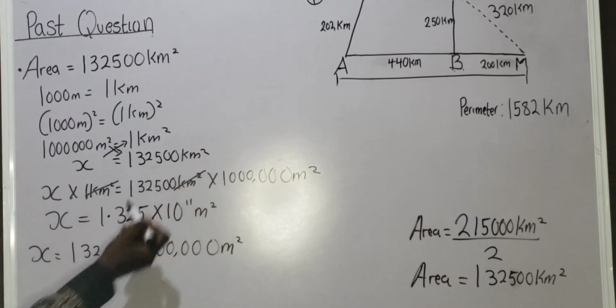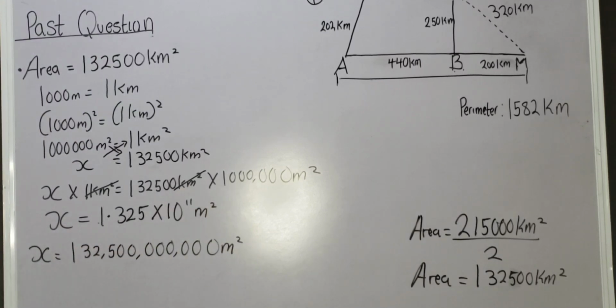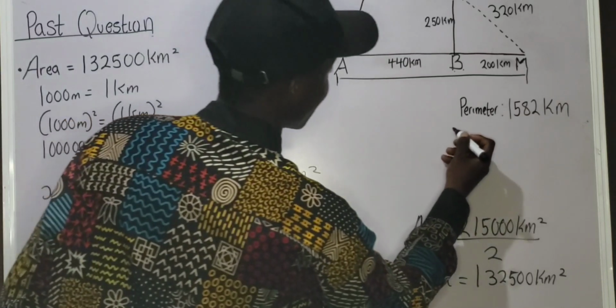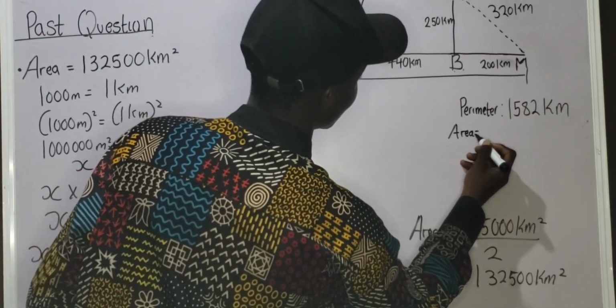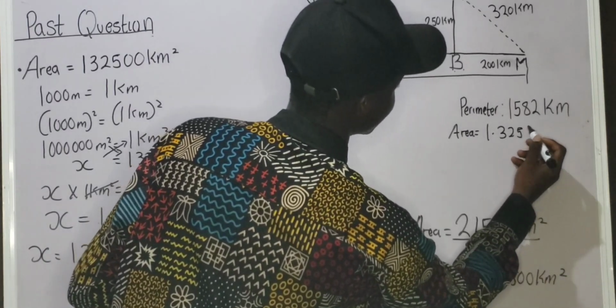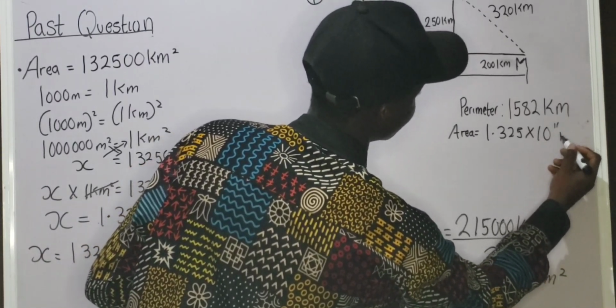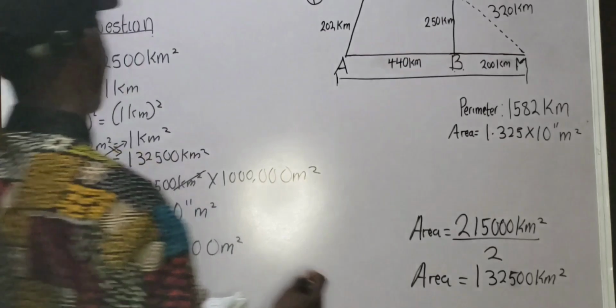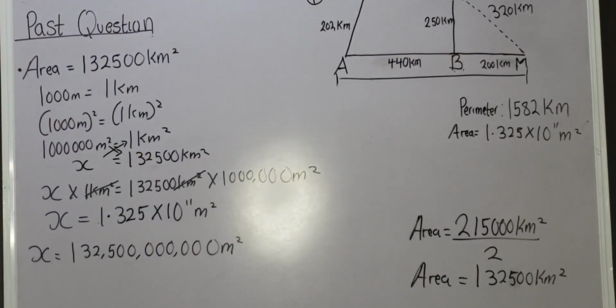By the time I convert this to standard form, I'm going to get this. Do you understand? So now let us proceed. We have gotten the area of the farm in meters squared. So let me put it. The area is equals to 1.325 times 10 raised to the power of 11 meters squared. You understand? So I've gotten the area in meters squared. Now we can proceed to calculate the plant population.